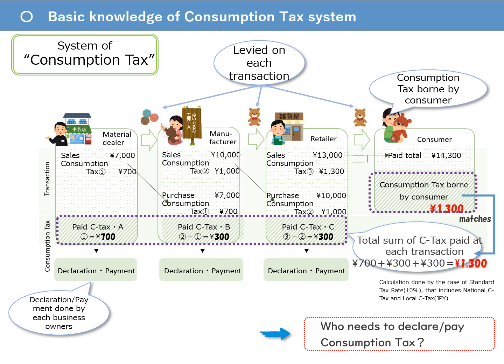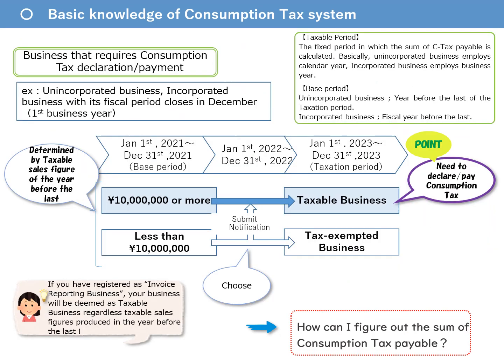Well, let us proceed to the next page to see what kind of business owners need to declare and pay consumption tax. Businesses that require consumption tax declaration and its payment are called taxable business. On the other hand, businesses exempted from these obligations are called tax-exempted business. Then, what factor decides whether you will be categorized as taxable business or tax-exempted business?